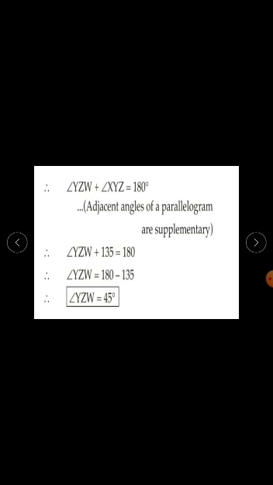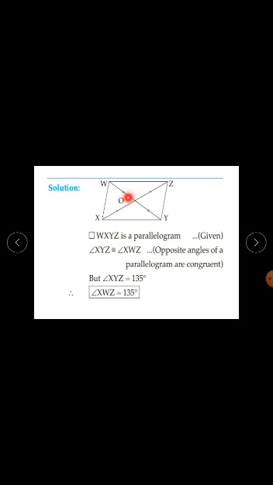Now next you have to find out length WY. It is given length OY is 5 cm, and WY is the diagonal. We know diagonals of a parallelogram bisect each other. Therefore, length OY is half of length WY. Reason is diagonals of a parallelogram bisect each other.